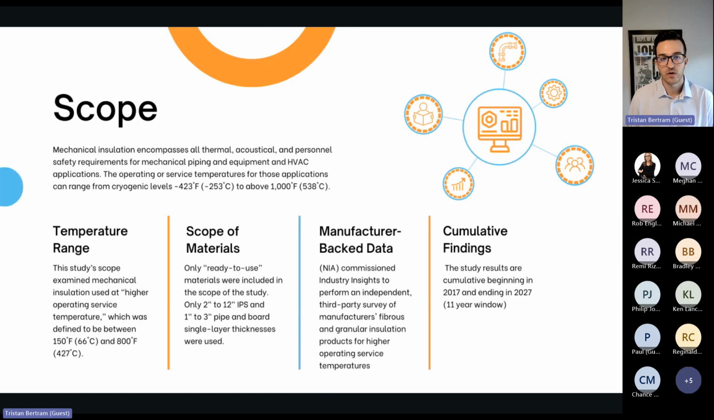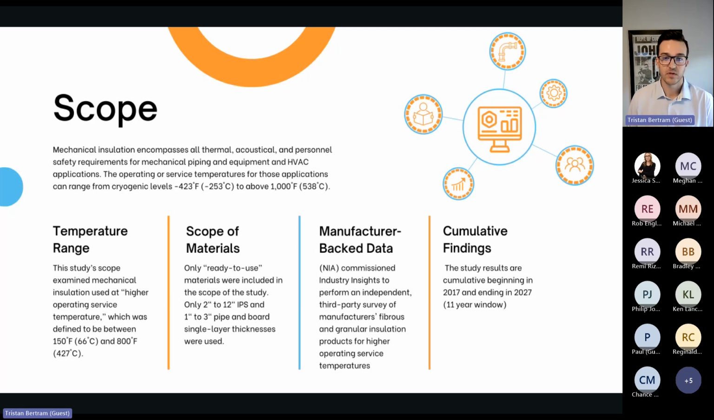So I'll quickly take you through the scope of the study before we get into the results. Mechanical insulation encompasses all thermal, acoustical, and personnel safety requirements for mechanical piping, equipment, and HVAC applications, ranging from cryogenic levels at minus 250 degrees Celsius to above 530 degrees Celsius. However, for the purpose of the study, only high operating surface temperatures were included, and this temperature range was defined as 66 to 427 degrees Celsius.